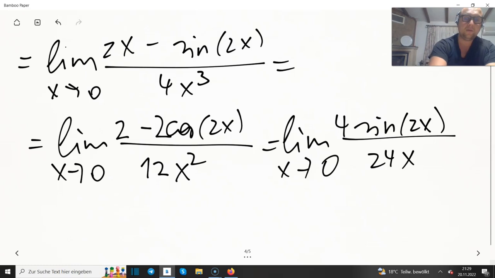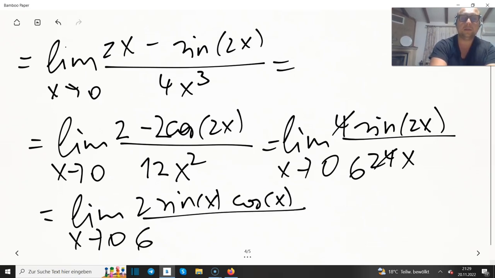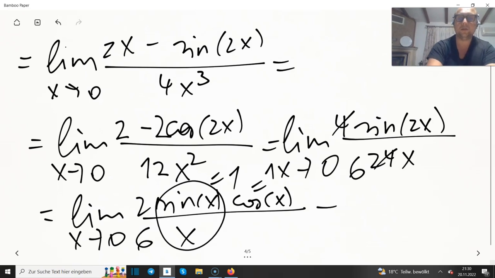And now, well, first of all, we can cancel it. And now let's write it this way. 2 sine x cosine x, 6x. This is 1, this is 1, and this is a third. Isn't that crazy? I think it is.